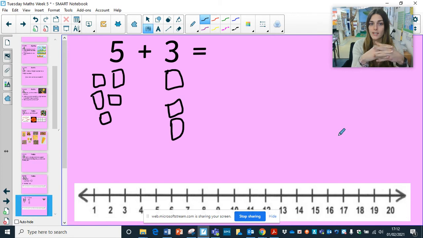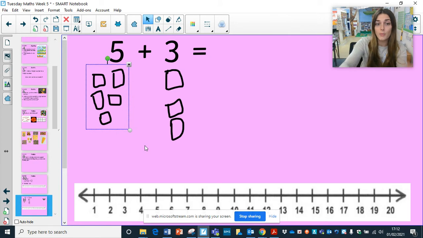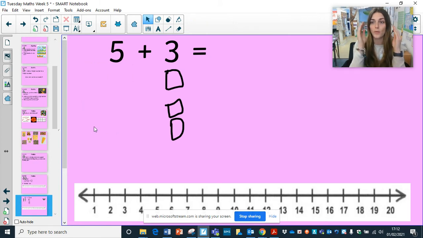Another way you can use jottings is if you can hold the largest number in your head and then count on. This is a bit of a fly high challenge. I'll show you that way if you just bear with me. You might not need the 5 there, and you might hold the 5 in your head, 5, and then count on 3 more. 5, 6, 7, 8. That's a bit of a fly high challenge for you if you can hold the biggest number in your head and count on.